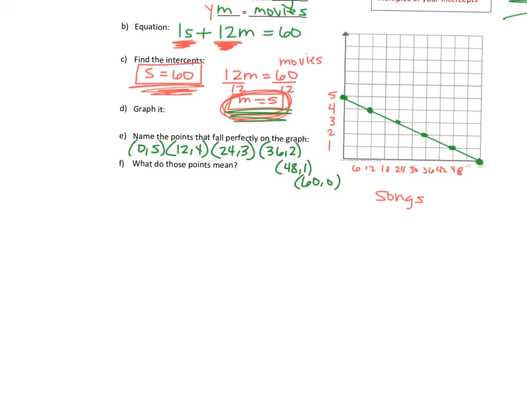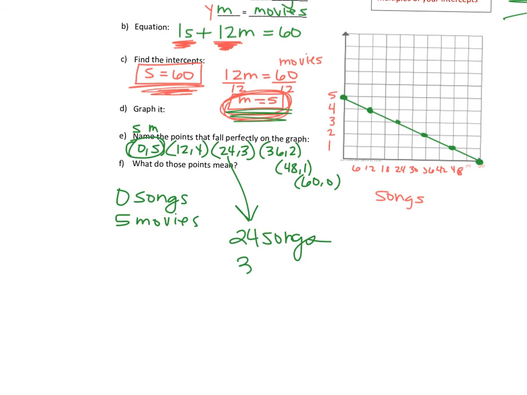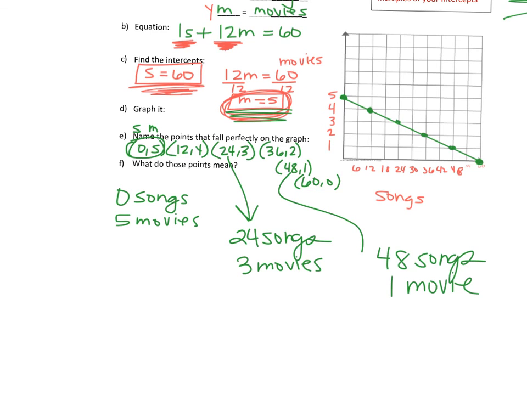Do you know what those mean? Remember, this is S and this is M. So we could buy 0 songs and 5 movies. That'd be one combination. Or we could buy 24 songs and 3 movies with $60. Or we could buy 48 songs and 1 movie with $60. So these are all combinations of things you could purchase with your $60. Does that make sense? Yeah.